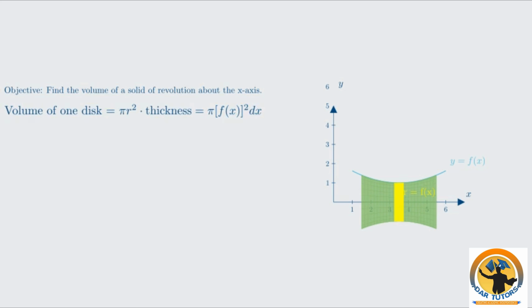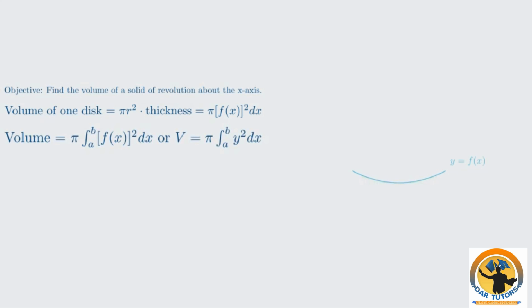To find the total volume of the solid, we sum the volumes of all these infinitely thin disks by integrating from our lower bound a to our upper bound b. This gives us the disk method formula for revolution about the x-axis. Volume equals pi times the integral from a to b of f of x squared dx. This is also often written as pi times the integral of y squared dx.